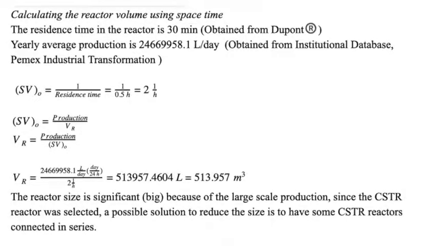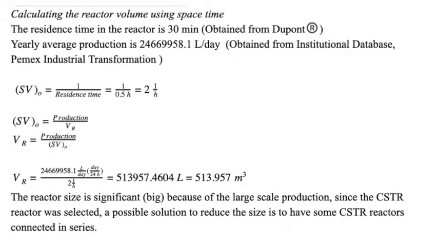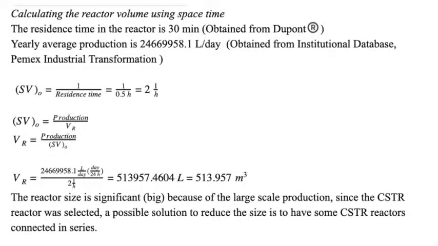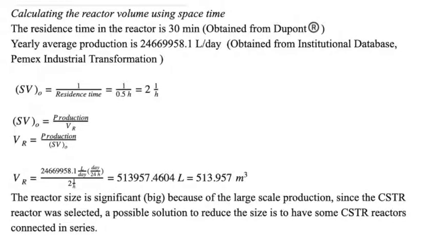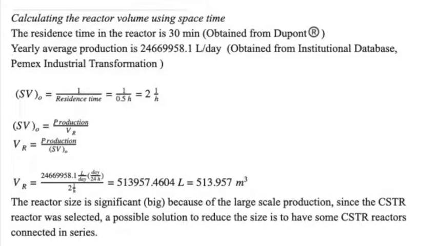The volume obtained with these calculations is 514 cubic meters. This reactor size is significant because of the large-scale production. Since the CSTR reactor was selected, a possible solution to reduce the size is to have some CSTR reactors connected in series.